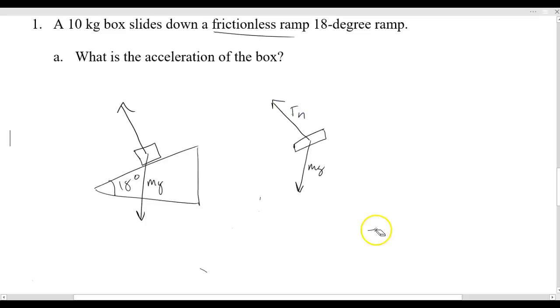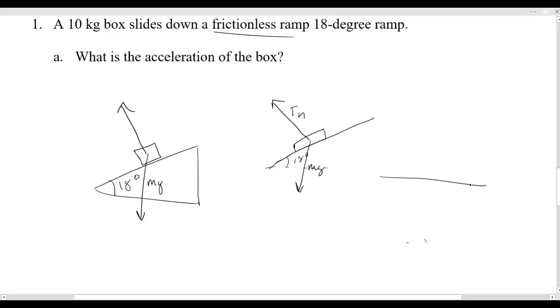Okay, so what we have to realize is a few things, okay? The best way to rewrite this problem is to change the reference point. Okay, so now, here is the ramp that I have, okay? And this is 18 degrees. Okay, if I were to tilt this, where I tilt my triangle, I can have the ramp be flat.